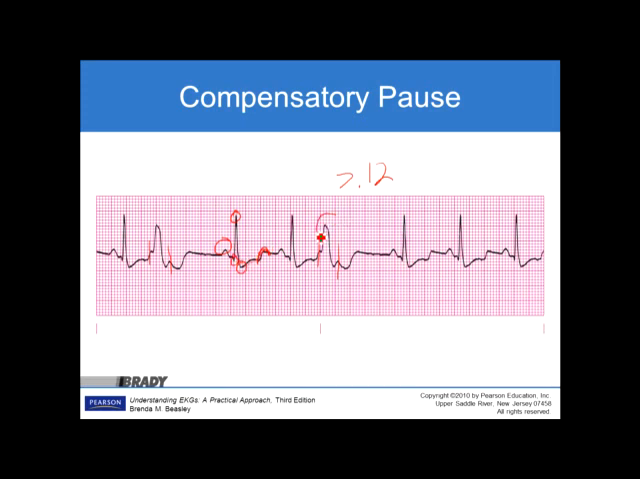This thing here is a funny looking beat, and we consider that it's from the ventricles because it's so wide. It is greater than 0.12, so it has to be out of the pathways. It has to be coming from the ventricular muscle.